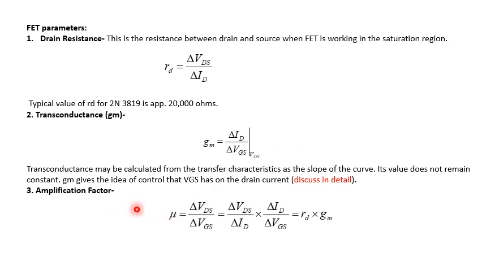The third is the amplification factor. Amplification factor is defined as delta VDS upon delta VGS, and with some mathematical rearrangement it becomes equal to RD into GM, where RD is the output resistance of the FET and GM is the transconductance.